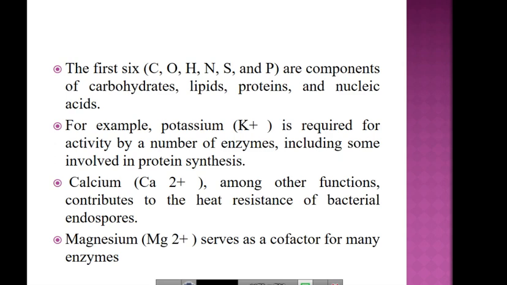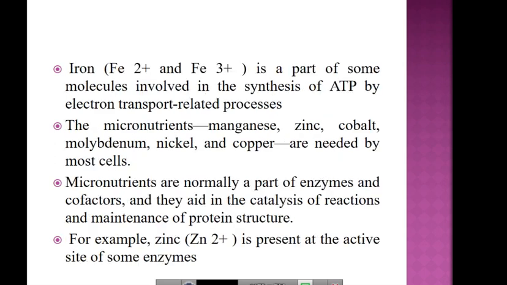Some other inorganic elements like potassium are required. Rather, it is required for activity of a number of enzymes which are involved in the synthesis of proteins. And calcium is involved in providing heat resistance to bacterial endospores. Magnesium is one of the important cofactors of many enzymes, especially enzymes involved in the glycolytic pathway. All of these enzymes contain magnesium, Mg++, as a cofactor.